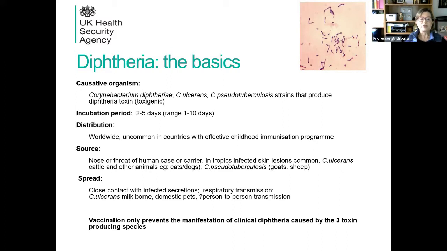Spread is normally person-to-person contact. It's respiratory transmission. The other zoonoses, C. ulcerans in particular, can be milk-borne. And as I said, these organisms may be found in domestic pets. And as we all know, vaccination is the most effective tool in preventing the manifestation of clinical disease caused by all three toxin-producing species. And I have to say, it's the toxin that is the main pathogenic factor within these organisms. So these are organisms that produce diphtheria toxin.